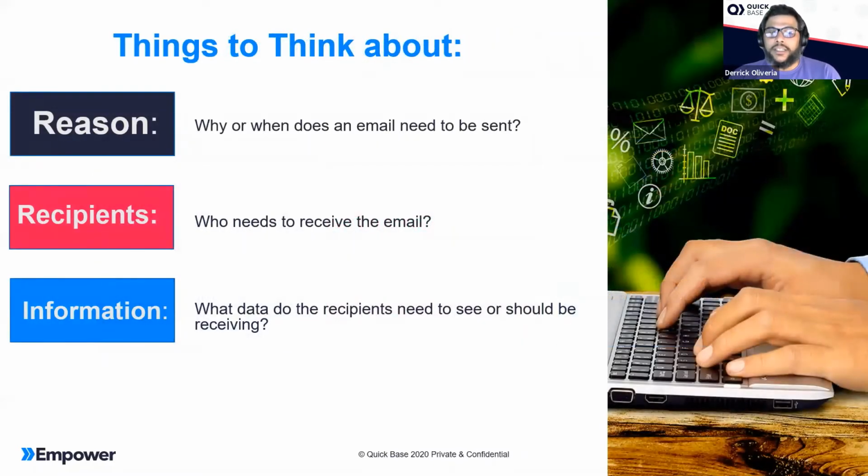On this slide, I've listed a couple of items that require some thought before we start building and configuring automated email types. The first thing you need to think about is the reason. Why or when does an email need to be sent? The second is recipients. Who needs to receive this email? Who's going to be your target audience? And lastly, information. What data do the recipients need to see or should be receiving? And again, these are just some ideas to think about. And if you can provide yourself with answers with these, they will make configuring automated email types a breeze.